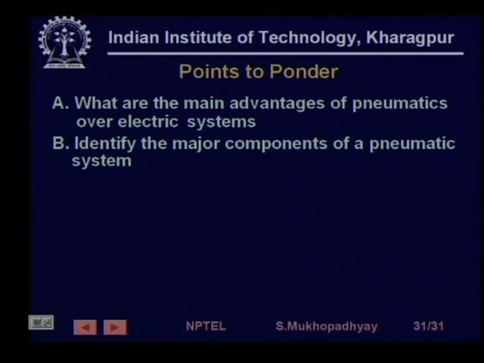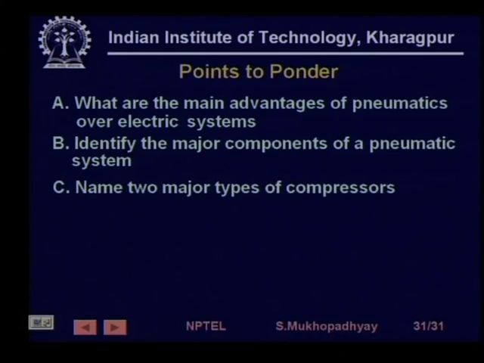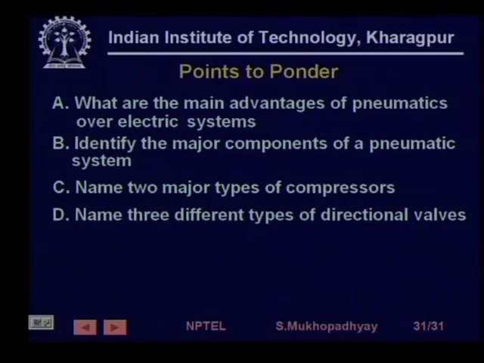So, major components, we have discussed this. Name 2 major types of compressors. So, 2 major types of compressors could be reciprocating, could be rotary vane type, could be fan type, non positive displacement also. Then 3 different types of directional valves. We have seen these, and draw their symbols. So, this is of course very similar to hydraulics.